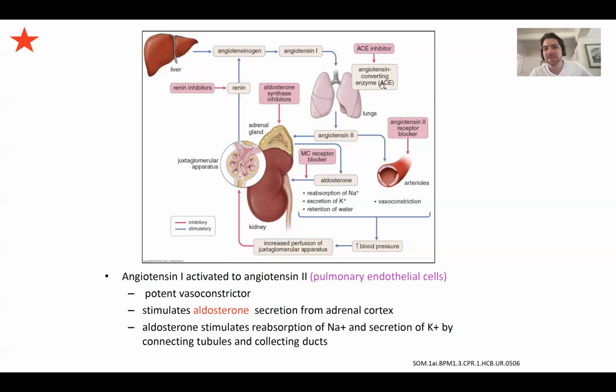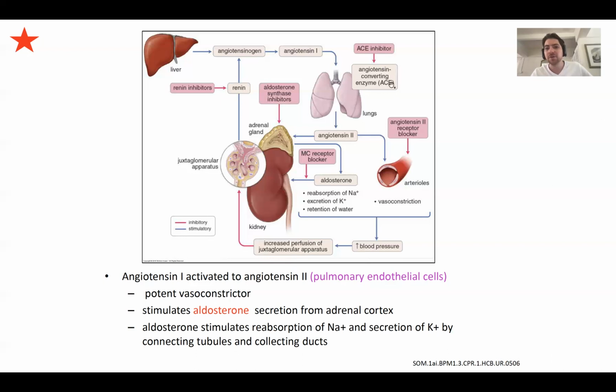This is a very important enzyme because they use ACE inhibitors as a first-line treatment for hypertension. All right, so if you inhibit this, you're going to inhibit the process of making angiotensin. Okay, think tense as it squeezes, right? So angiotensin is going to squeeze down on the vessels, bring up your blood pressure. All right, so I hope that makes sense in regards to the blood pressure.